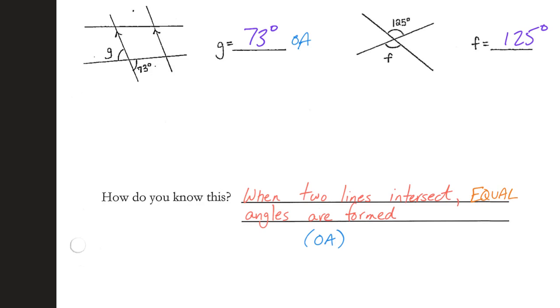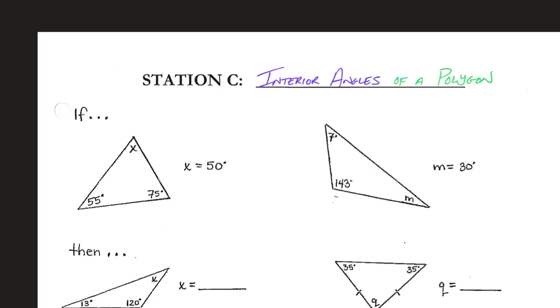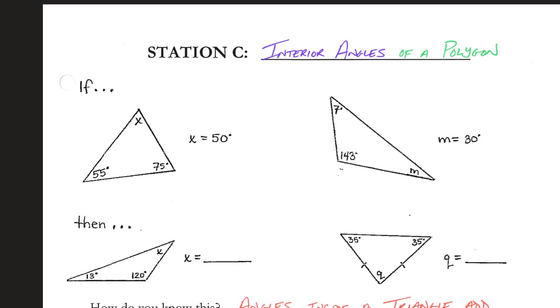Let's jump on to station C. Station C is going to look a little different because we actually had two different properties on that page. However, they all fall under the category of interior angles of a polygon. So really what we're talking about is the interior angles of a shape. The name that we used was interior angles, that's what you see in purple. I added "of a polygon" at the end because it depends on what type of polygon, for instance, is it a triangle or a quadrilateral, and so on.